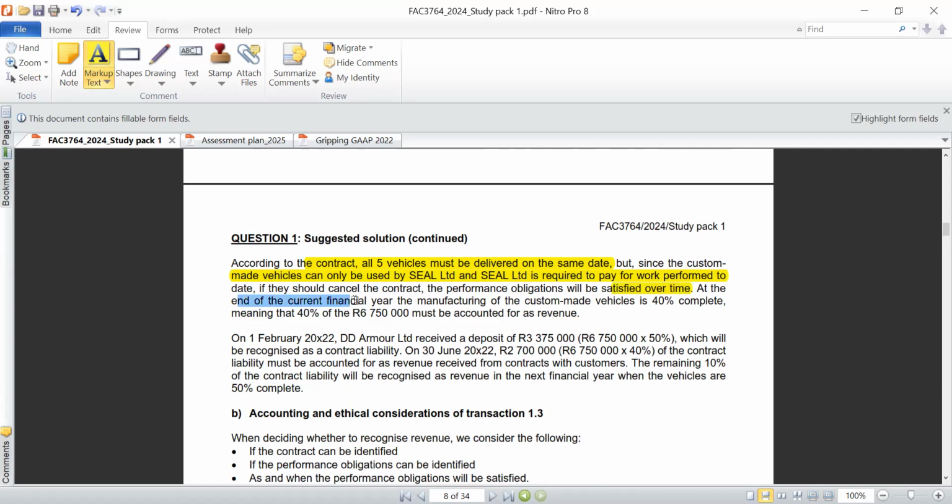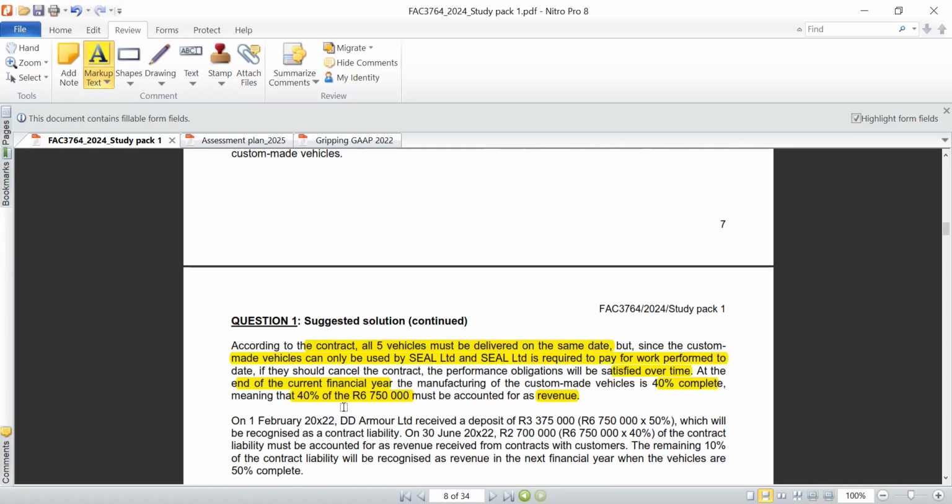So at the end of the current financial year, manufacturing of the custom-made vehicles was 40% complete, meaning that 40% of the 6,750,000 must be accounted for as revenue. And by the way, not 50% of it, not the entire amount. What do I mean when I'm saying not the entire amount in this case? It would include actually 40% of this total value, regardless of whether they've actually received the money or not.